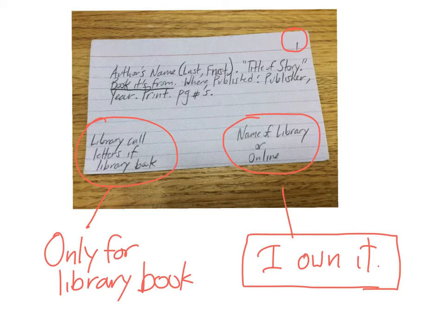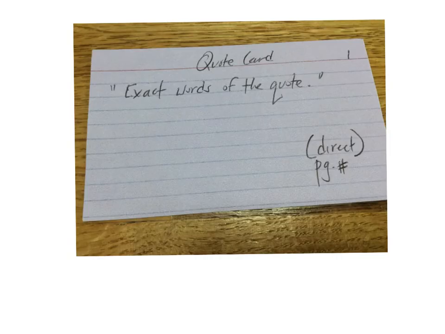Now, next we're going to talk about different kinds of note cards. The first kind of note card is a quote card. And since this is our first source, we're going to number it number 1 in the upper right-hand corner. And a quote card is what it is. It's the exact words of the quote, and we just put it inside quotation marks.